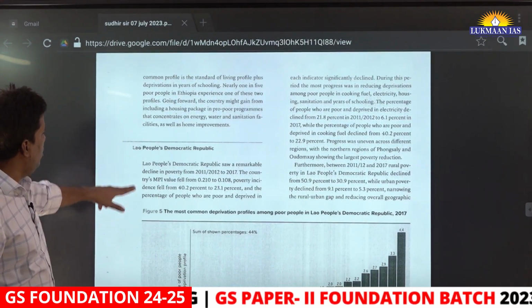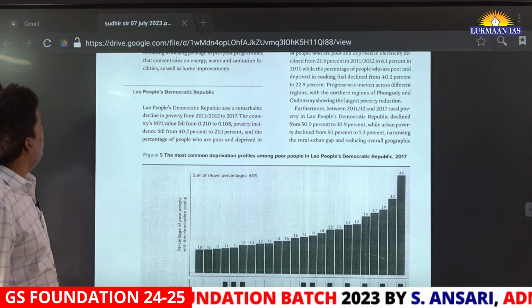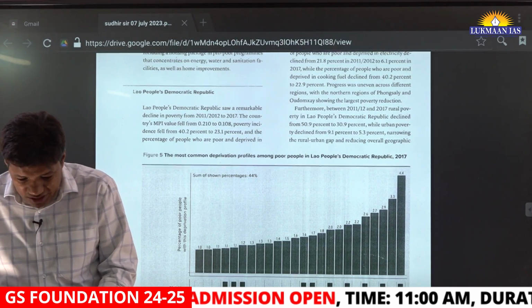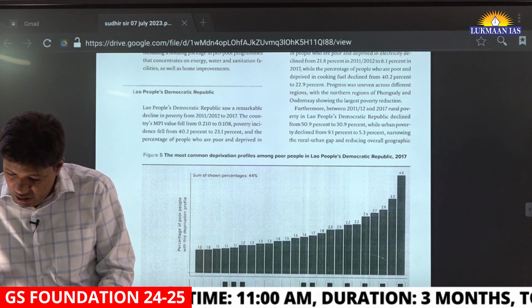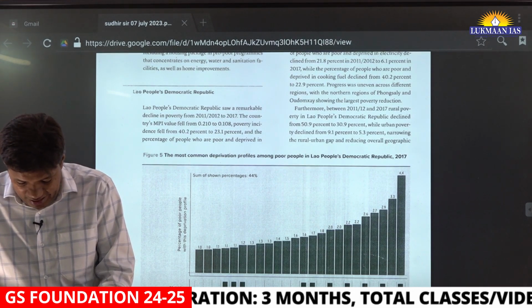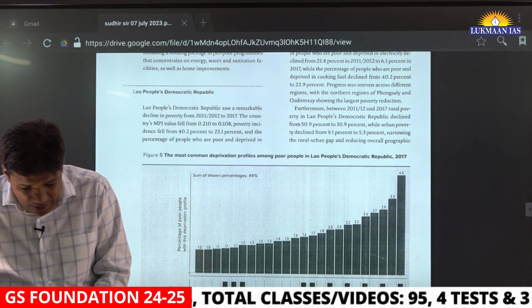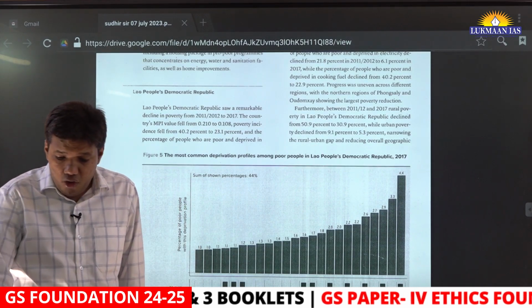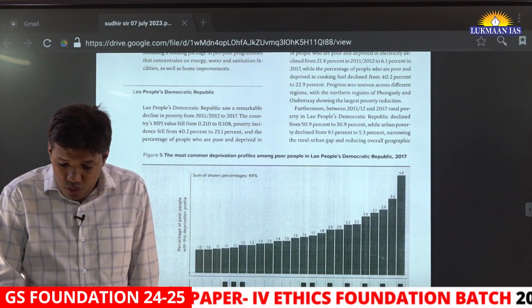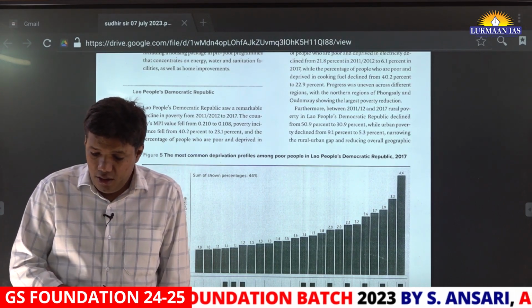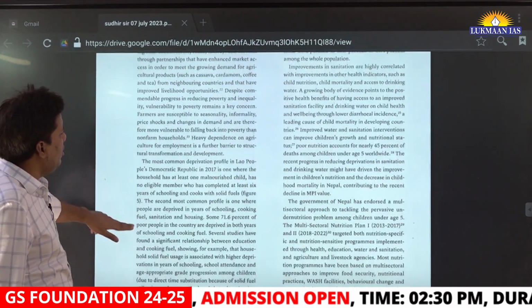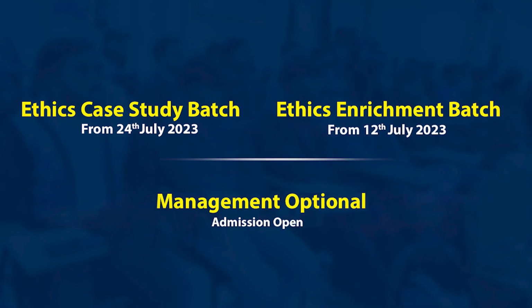Okay, then similarly they have done a study on Lao People's Democratic Republic. Let me see if in the case of Lao there is some important point. The most common deprivation profile in Lao is one where the household has at least one malnourished child. Okay, so malnourishment is a big problem in Lao. So you can understand that different countries are facing different kinds of deprivation, and I think it has more to do with the culture, right?